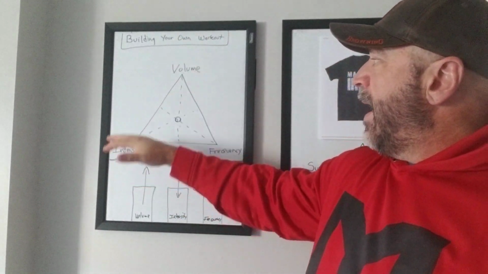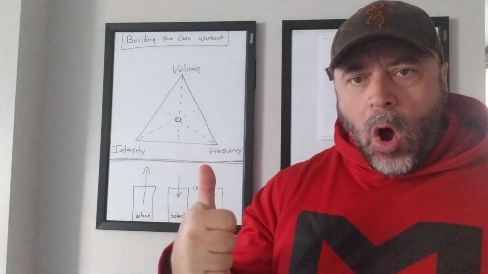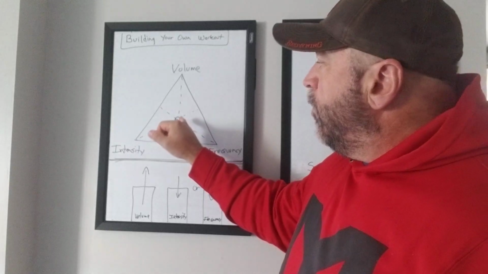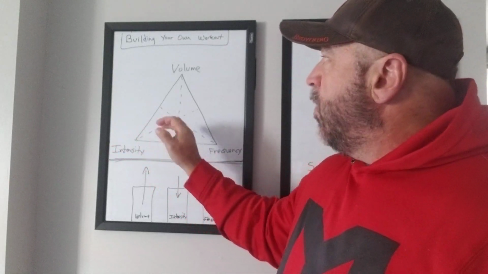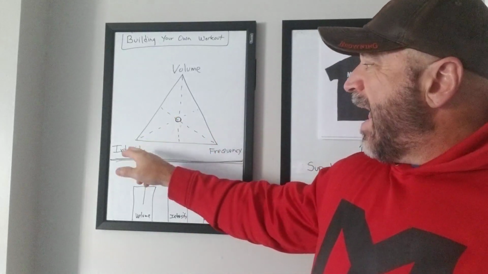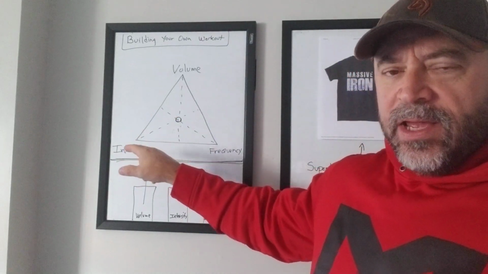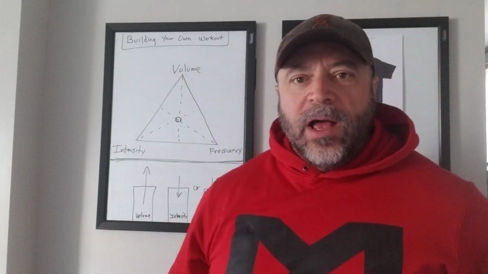Now, here's how the magic triangle works. When everything is balanced in the center, all good. If you move and try to train with a greater degree of intensity, you have to either lower the volume, lower the frequency, or a combination of both. You can't go heavy, close to your 1 rep max, frequently or with a lot of volume.